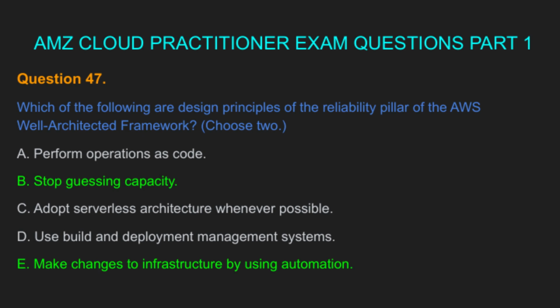Design principles that support the reliability pillar are: automatically recover from failure, test recovery procedures, scale horizontally to increase aggregate workload availability, stop guessing capacity, and manage change in automation.